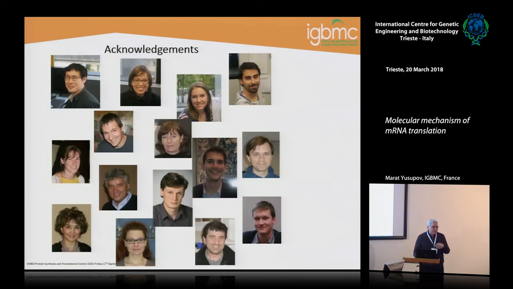Okay, this is just the people of two groups which were involved in the work I was speaking about, over a time of probably more than 20 years. Not all of them are here, because it was divided: I was speaking about the story done in the United States and later in Strasbourg. Here are only the people in Strasbourg. In the United States, first of all, Harry Noller and Jamie Cate were our colleagues in the realization of the first structure of the ribosome. That's it.